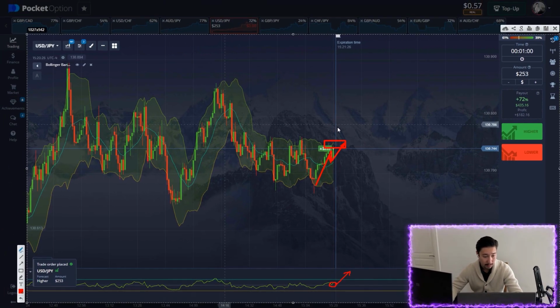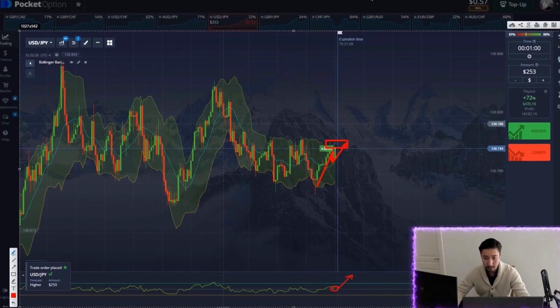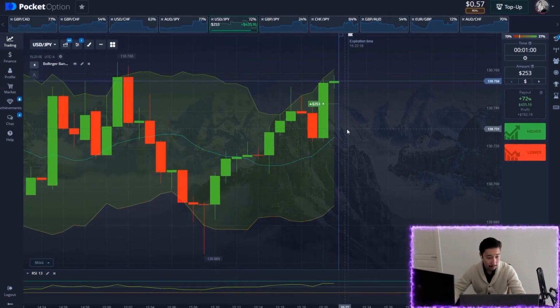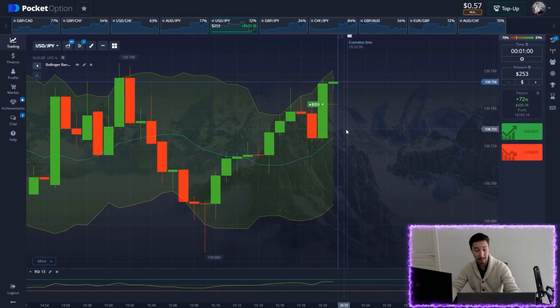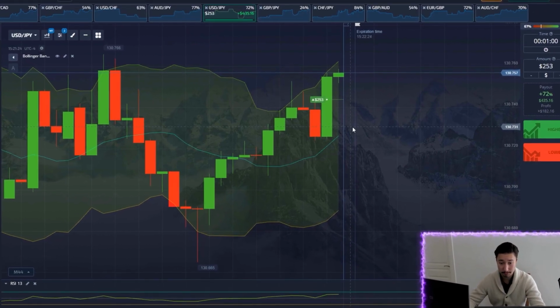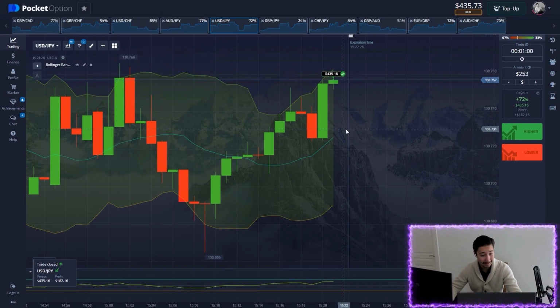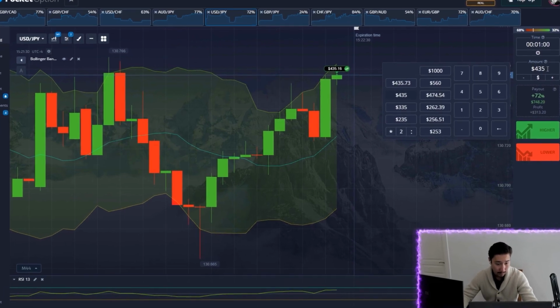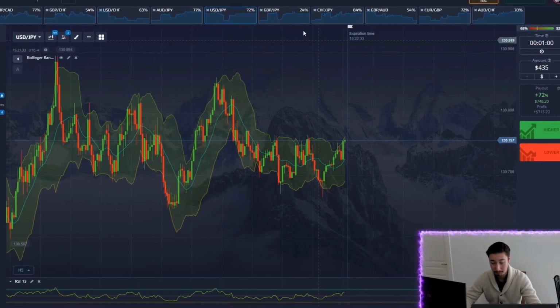And let's have a look. Okay, that's cool. That's good. The breakout is happening. Our position ended up in profits, I guess, for sure. We have $435. Let's put them all, and let's continue our trading.